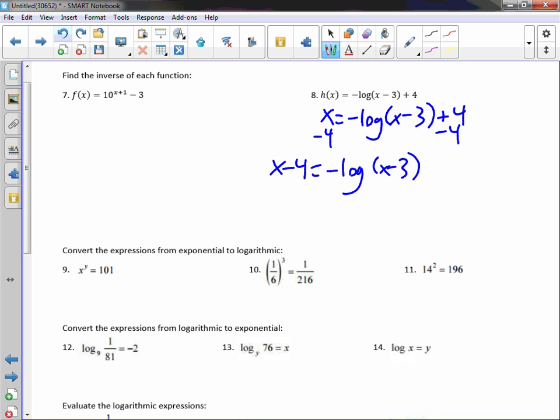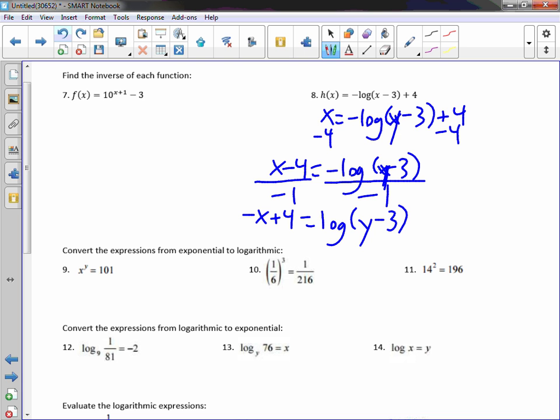Now be careful, it looks like the log is by itself, but it's not because of that negative. We need to get rid of that negative. So I'm going to divide by -1. And when I divide by -1 on this side, all it's going to do is change the sign. So I get -x plus 4 equals log. Sorry, that should have been a y up here too. We get log y minus 3.